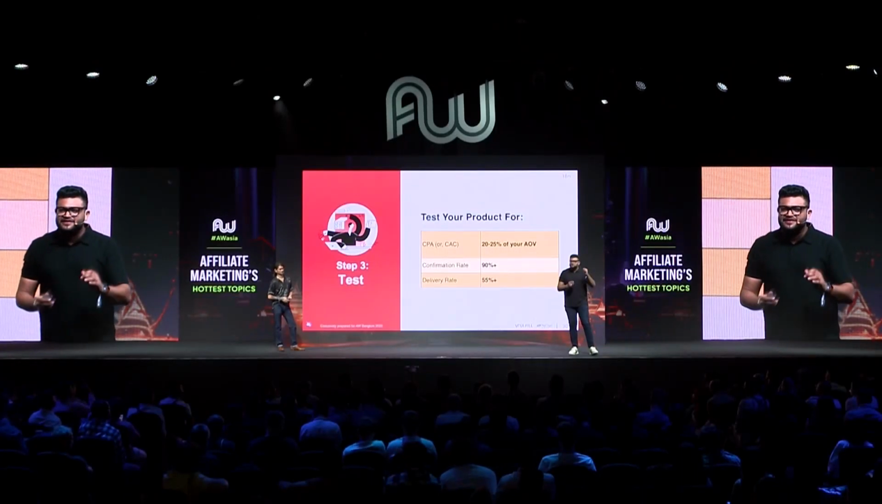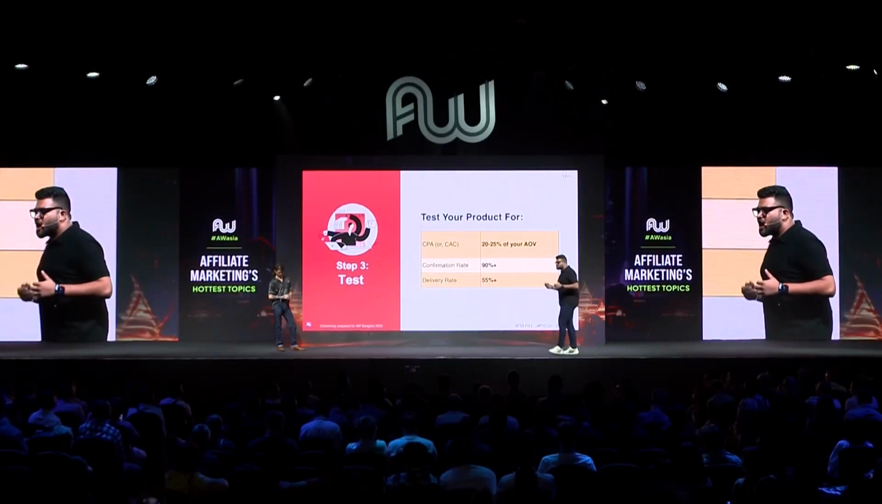Time for the next step, testing. Now, guys, we are not going to talk about how to place campaigns on Facebook and all of that stuff. That's pretty basic. But these are the 3 metrics that you must measure when you're testing your product out. The first is your CPA, second, confirmation rate, and third, delivery rate. A good CPA is about 20 to 25% of your AOV, which means 4 to 5x ROAS. For confirmation rate, a good one is 90 plus, and a good delivery rate is 55 plus. Now, of course, this is just a rule of thumb to measure how you do things.